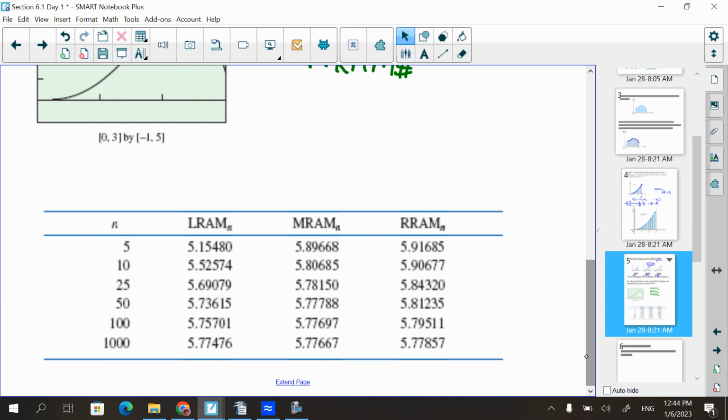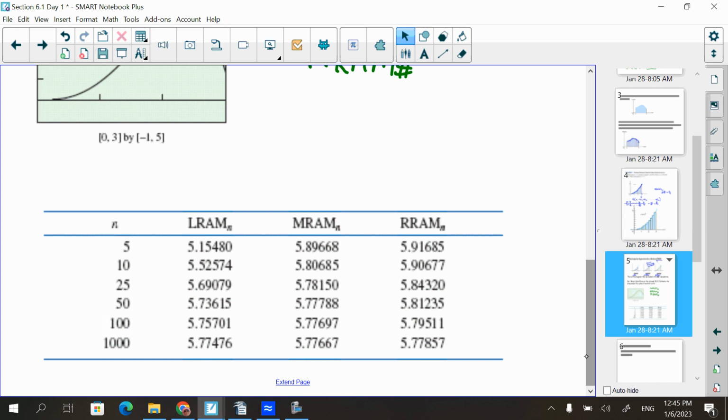So out of this entire chart, if I had 1,000 rectangles, the most accurate answer is this guy right here, 5.777. Okay, because I say three decimal places because this is AP, and that's what you have to give on the AP exam. LRAM with that would be 5.775. RRAM would be 5.779. Do you see how close these two numbers are to this? When you have more rectangles.